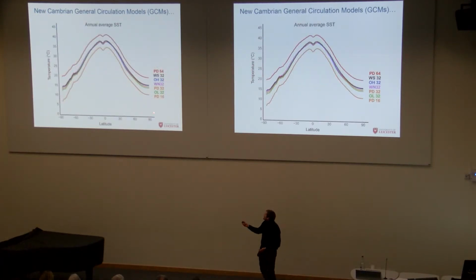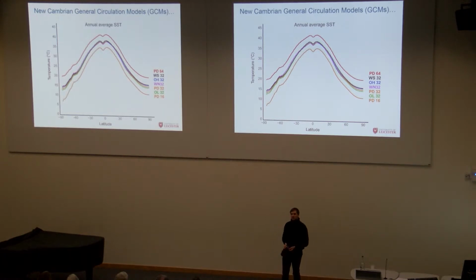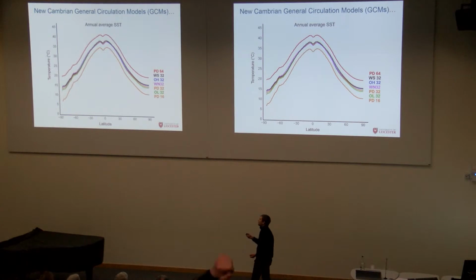And we have here the lowest line, which is 16 times present atmospheric levels. The highest line, the red one, is 64 times, and this suite in the middle are all at 32 with different orbital forcings. What this means is the greenhouse gas level does make a difference, but the orbital forcing, at least on the scales that we're modelling, doesn't. So we can focus on the greenhouse gas level for calibrating the model.